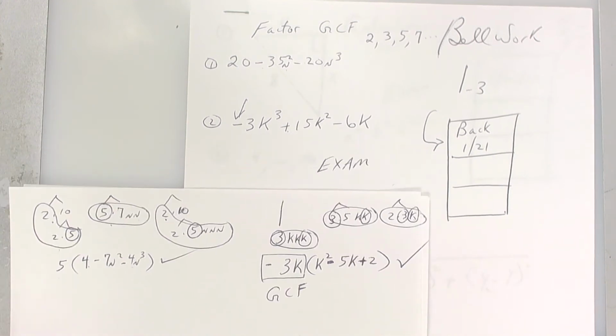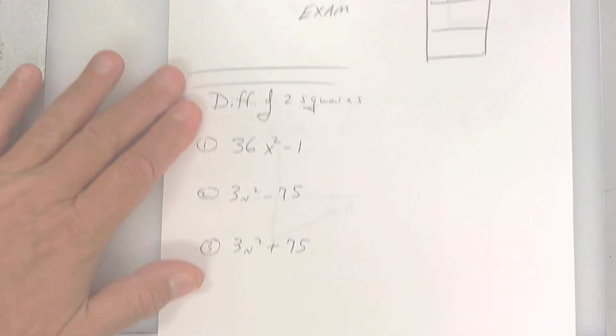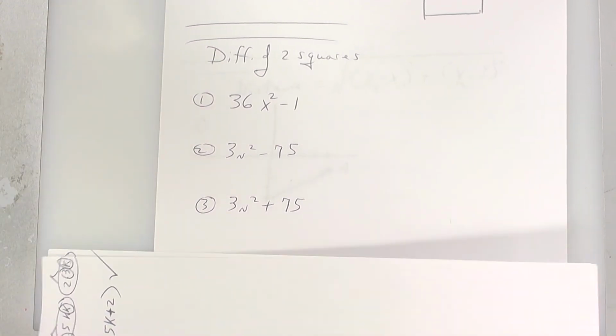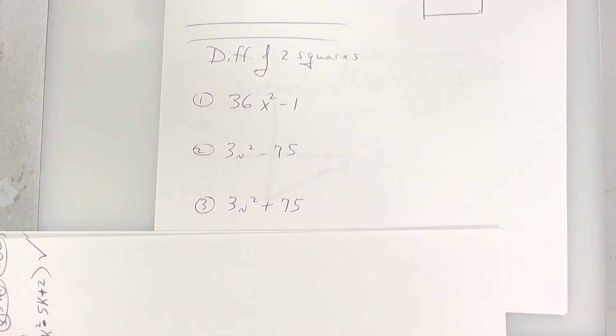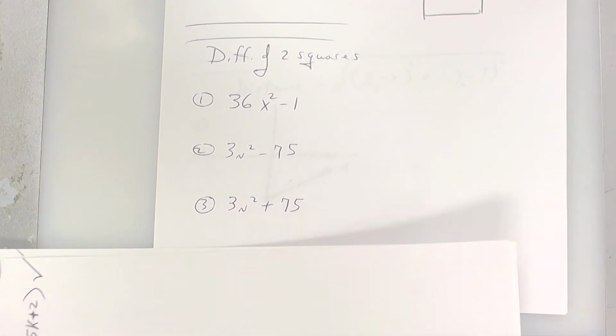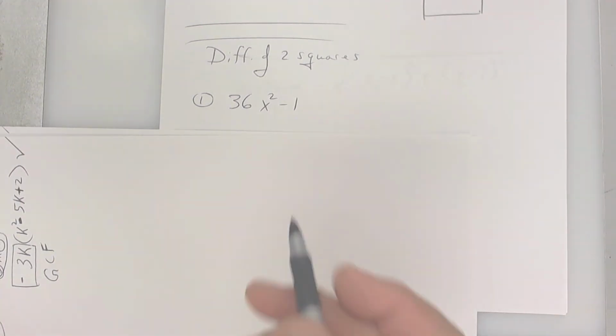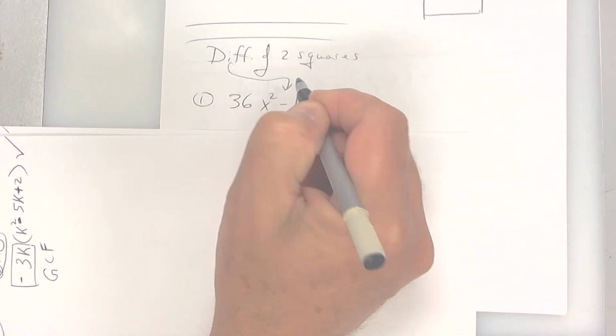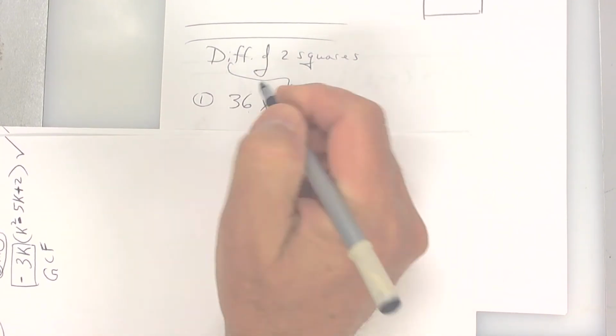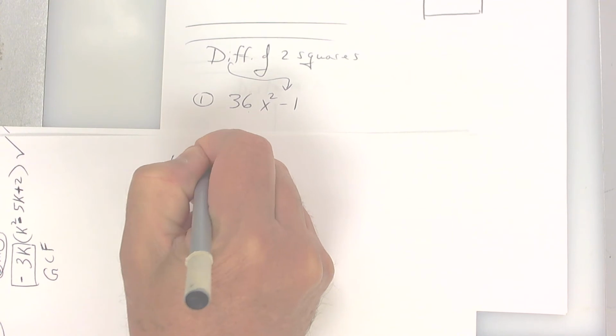Put away your bell work. On a new sheet of paper, copy these down. We're just going to continue reviewing for the rest of this week, and then we'll start fresh on Monday. So let's take a look here. Difference of 2 squares. Copy all of that down, and this one right here is a minus, and that goes with the word difference. The work that I want to see on your worksheet today is this.